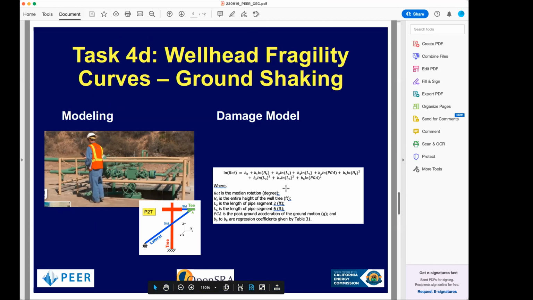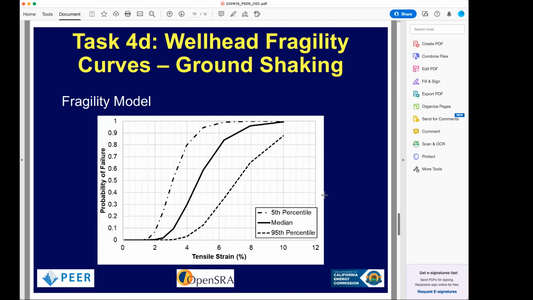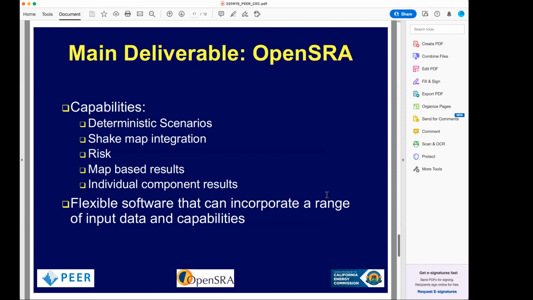For these, the damage model for this specific case, I should say, P2T, you need the height of the well tree, the length of a couple of the segments in your wellhead, and then that's all the information you need. The rest is provided by OpenSRA. It's dependent on the peak ground acceleration of the ground motion. And then that gets combined similarly with before, with a probability of failure as a function of strain relationship. So all of that goes into OpenSRA.